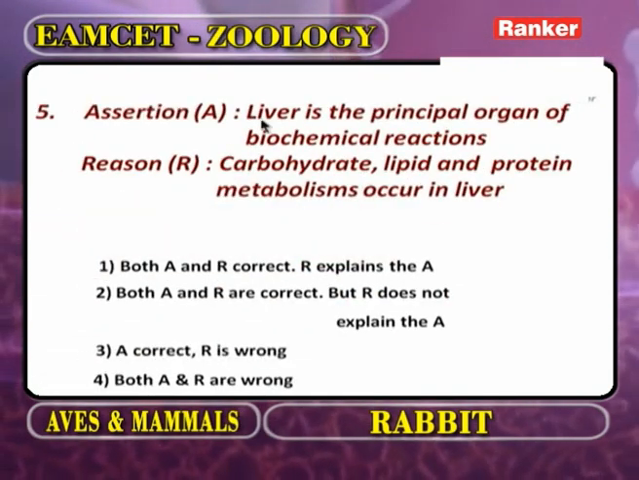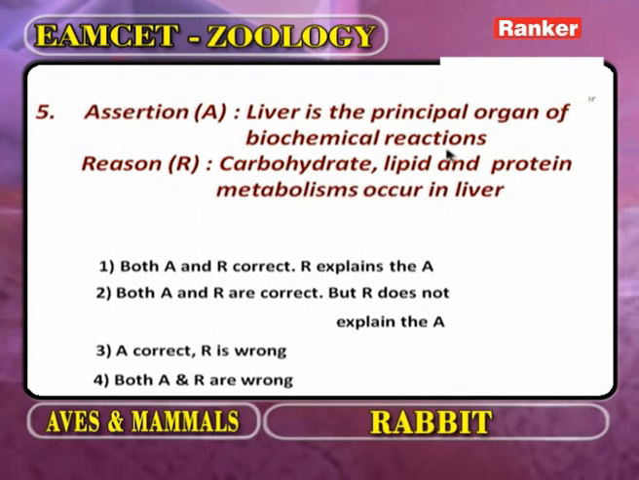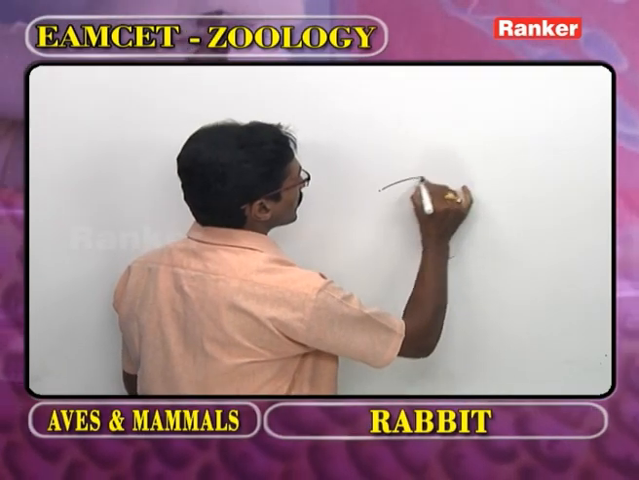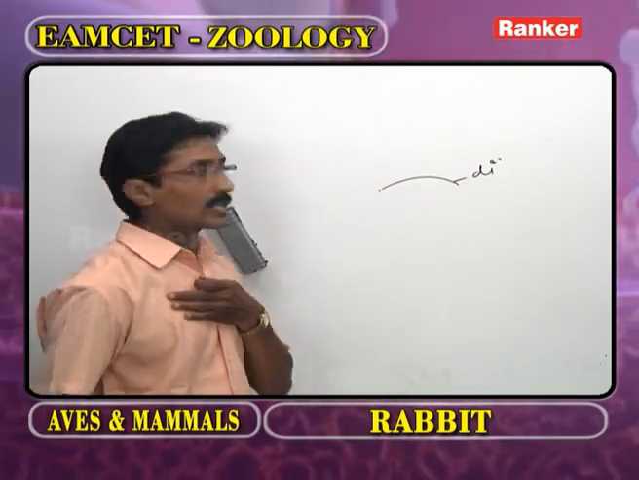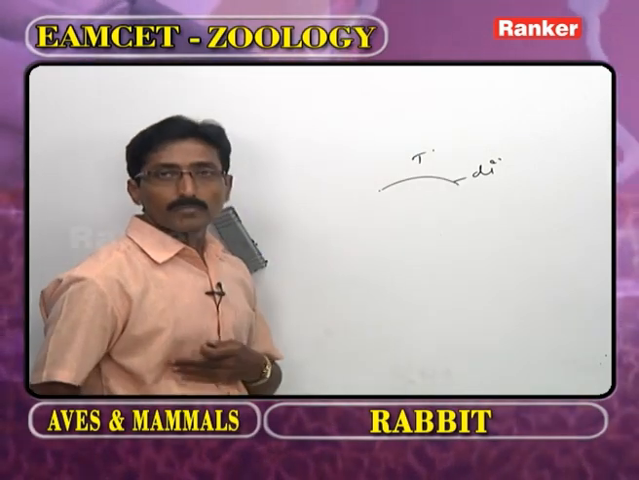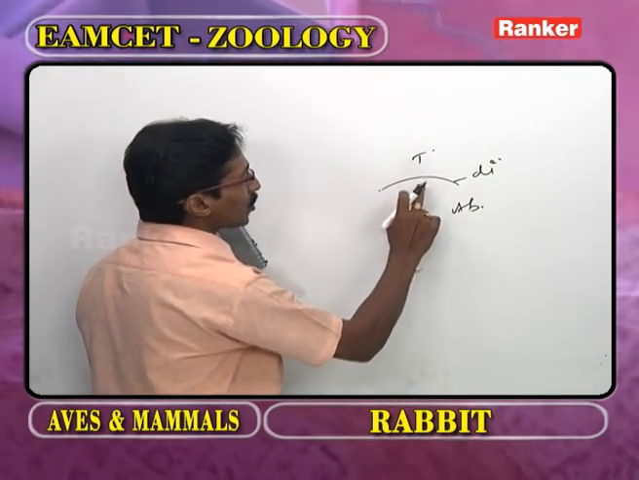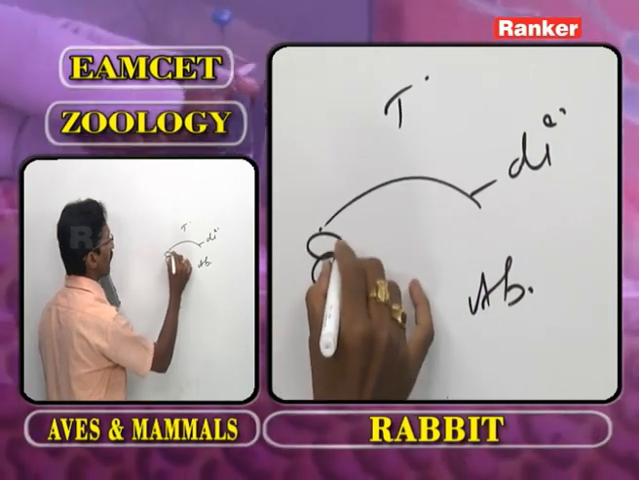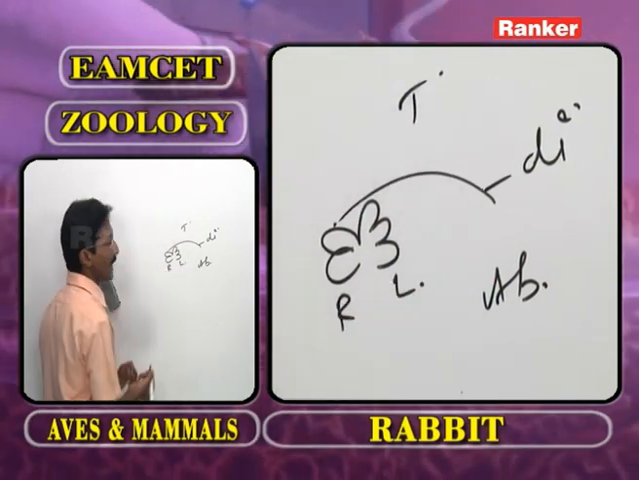Assertion: The liver is the principal organ of biochemical reactions. Now as we observe the liver in case of mammal's body, in our body, this part we call diaphragm. Above diaphragm, this part we call the thorax. Below diaphragm, what is present? Abdomen. Now, below diaphragm, on one side, what is present? The 5-lobed liver is present. Now this is the right side, this is the left side.